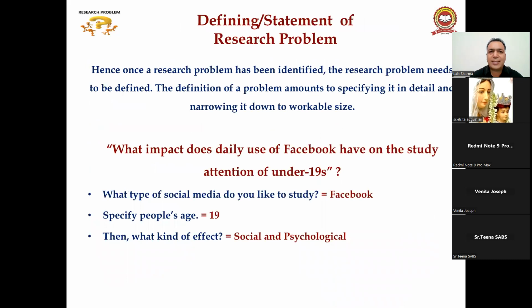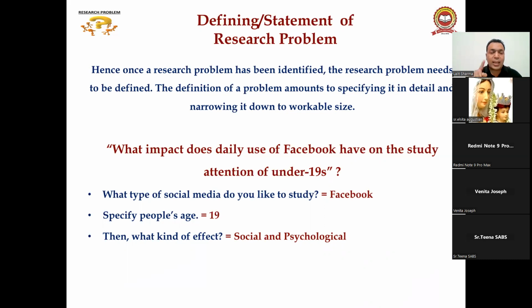Okay, next question arises, defining the statement of the research problem. First you have come to know about the research problem, then the sources of the research problem, then the selection of the research problem, how we have to select. Then how you have to define. Once a research problem has been identified, it needs to be defined. The definition of a problem amounts to specifying it in detail and narrowing it down to workable size.